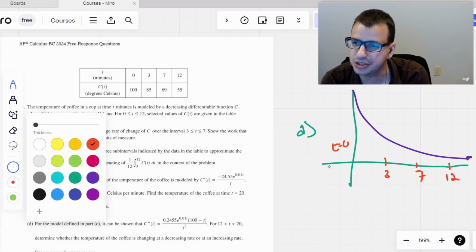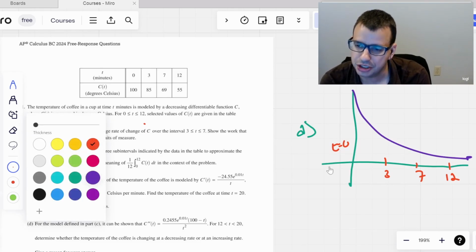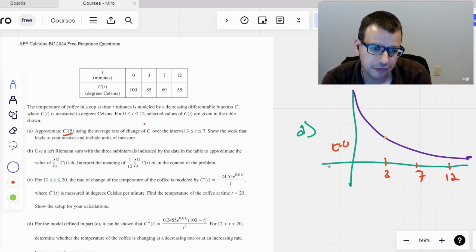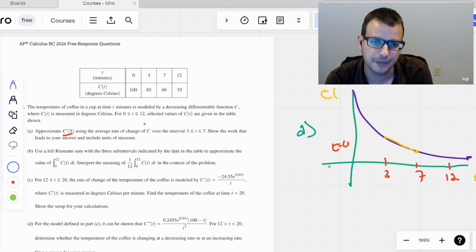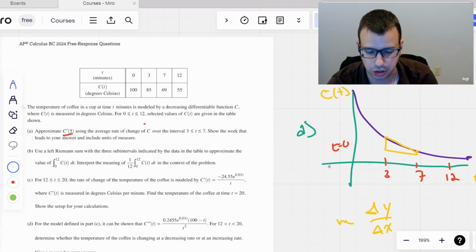They told us to use the average rate of change. Average rate of change basically means that we draw a line from 3 to 7. This axis is time, and this one is temperature as a function of time. You just want to find the slope of that. And to do that, we're going to do dy dx, the change in y over the change in x. That is going to be the slope.